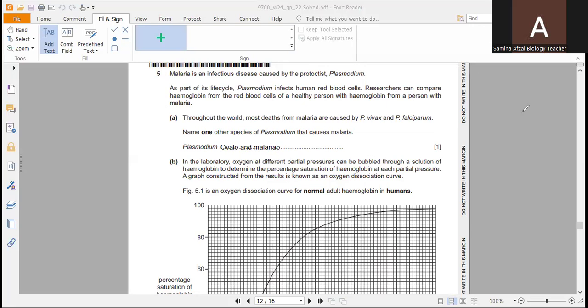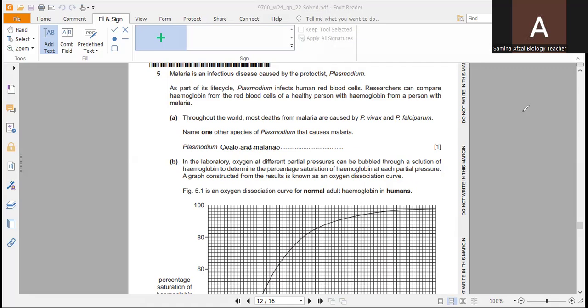As part of its life cycle, Plasmodium infects human red blood cells. Researchers can compare hemoglobin from the red blood cells of a healthy person with hemoglobin from a person with malaria. Throughout the world, most deaths from malaria are caused by P. vivax and falciparum. So, name one other species of Plasmodium that causes malaria.